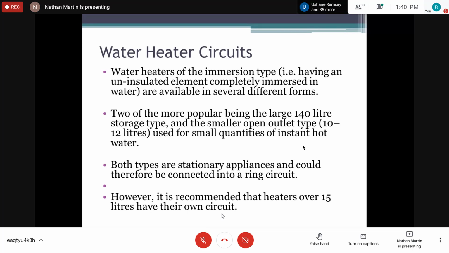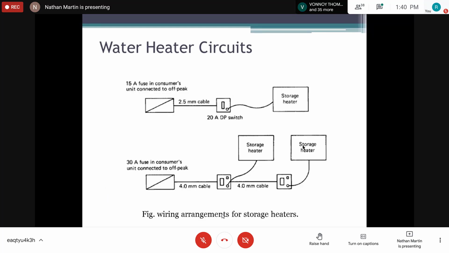They must have their own circuits, right? No, when we talk about own circuit, it means it must have its single breaker and it must control only that water heater alone, right? So I'll give you an example of the type of connections that can be used for water heaters, right?